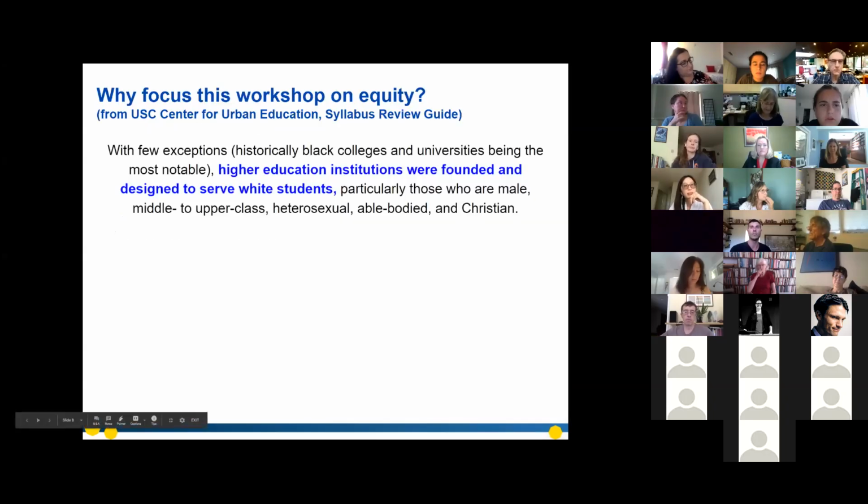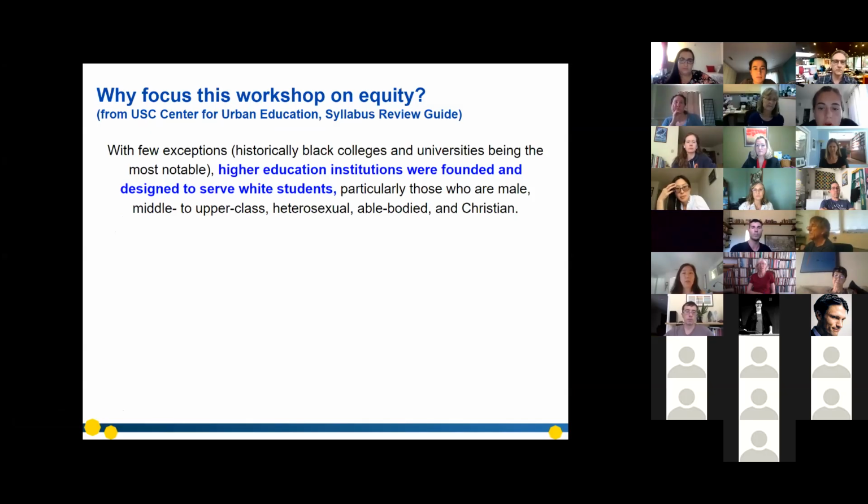Moving on to the next slide. Why are we thinking about equity when we talk about assessment or when we talk about designing our teaching? We want to think about the big picture, the historical context here, right? Higher education institutions were founded and designed to serve white students, and particularly those who are male, middle to upper class, heterosexual, able-bodied, and Christian. But we know, and you can click on the next animation, please.